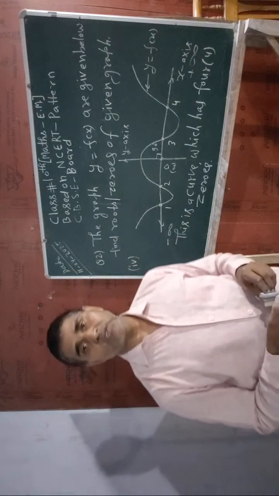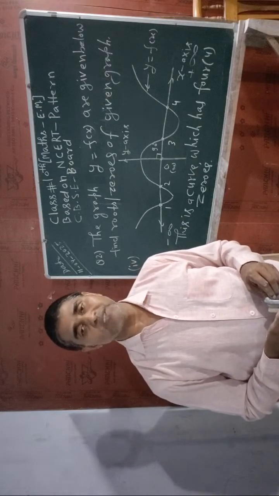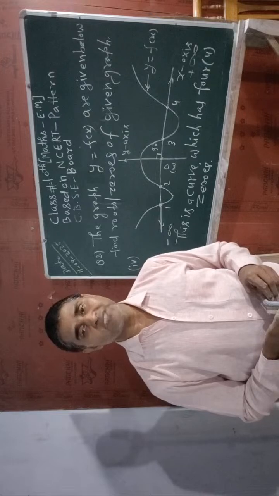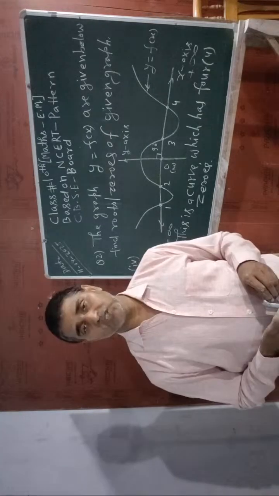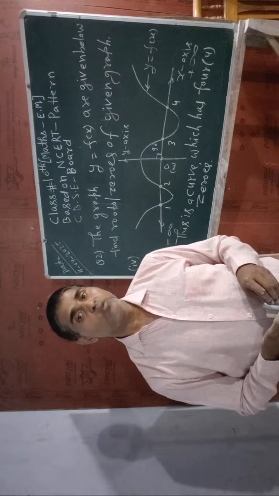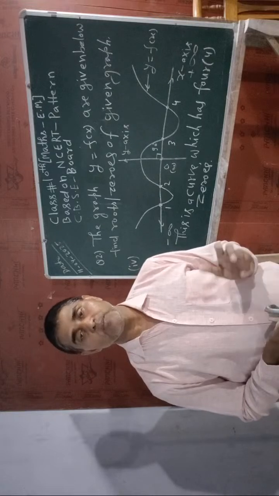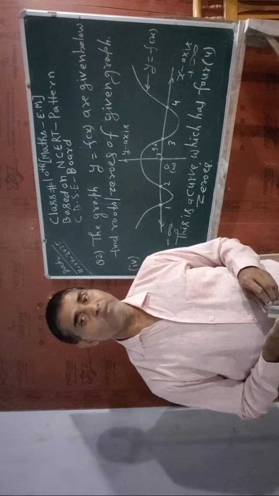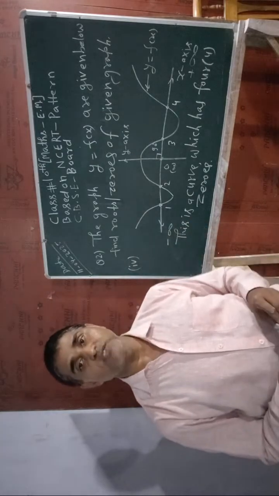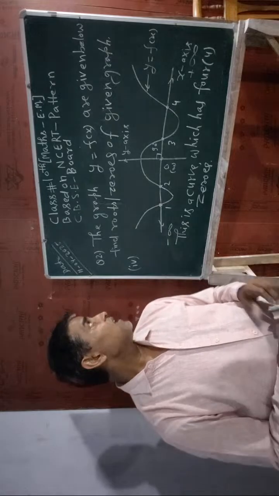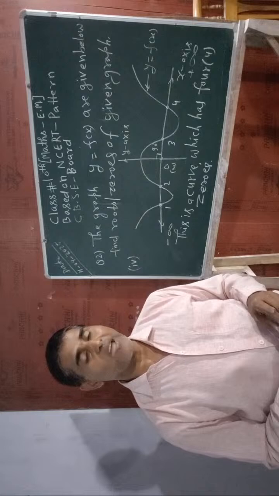So the sum of the roots, the sum of the zeros, means alpha plus beta, will be minus the coefficient of x divided by the coefficient of x square, and the product of the zeros, alpha into beta, will be equal to the constant term divided by the coefficient of x square. If both conditions hold, then according to this procedure, the answer is also verified.